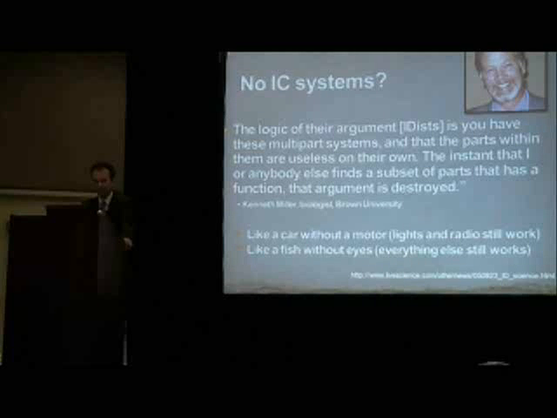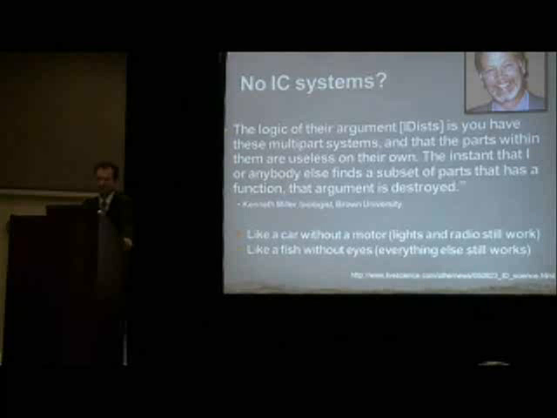So let's look at some arguments for this. This is Kenneth Miller. He's a famous biologist from Brown University. He's written several very popular books. It's made him a wealthy man just off his books alone. In fact, I think I should probably try to write some of my own.